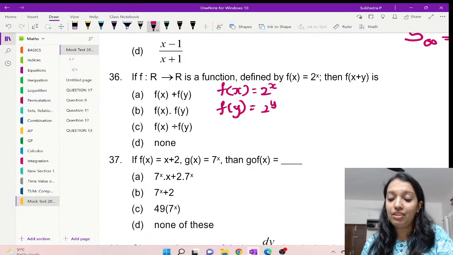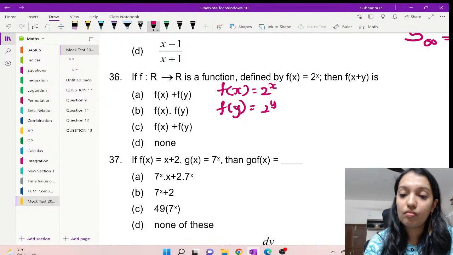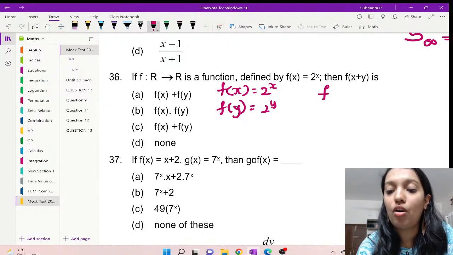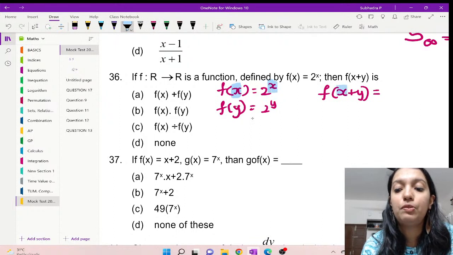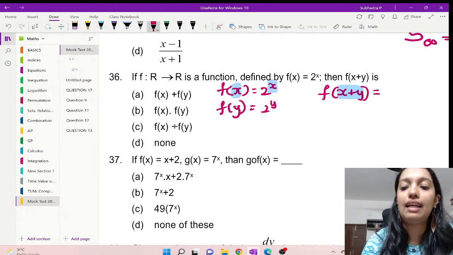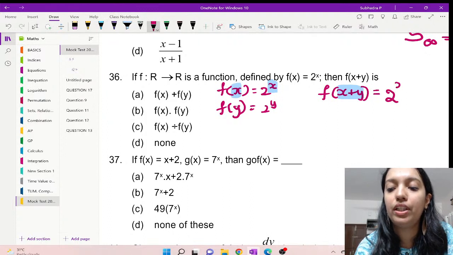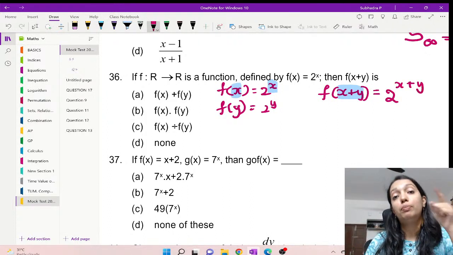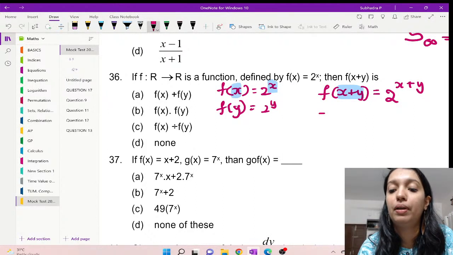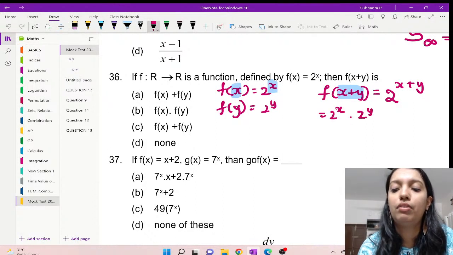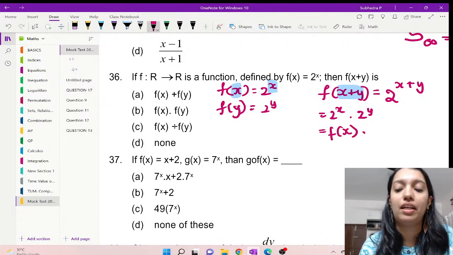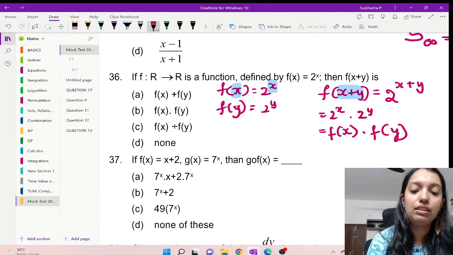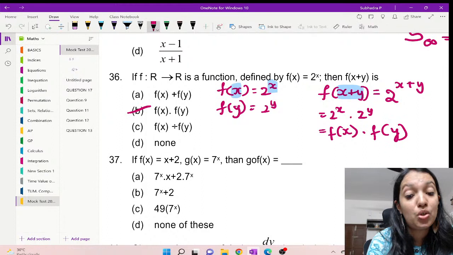Now, what have they asked in the question for you? f of x plus y. So wherever there is x, replace it with x plus y. In that case, this will become 2 to the power x plus y. Split them. It will be 2 power x into 2 power y. And what is 2 power x? f of x. What is 2 power y? f of y. So the answer for this question is f of x into f of y.